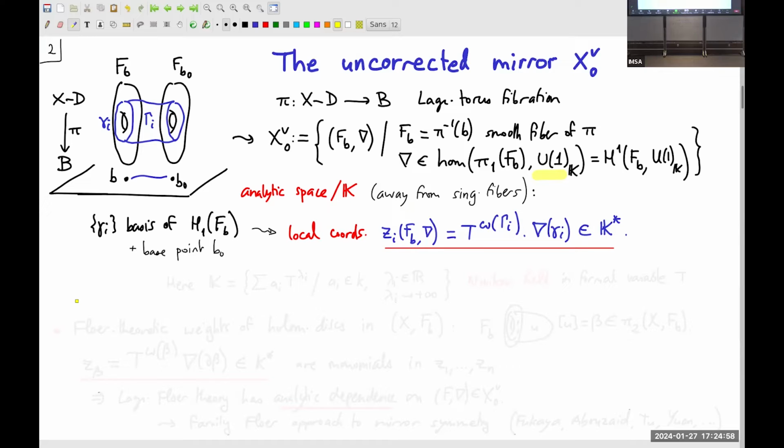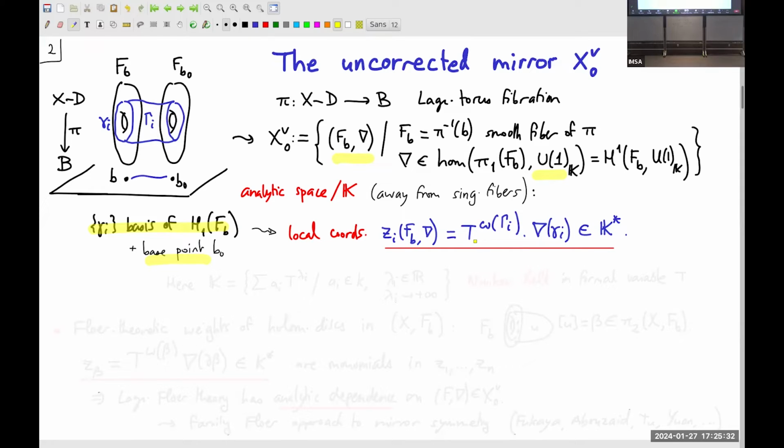And the simplest way to explain how a space is analytic is to just give a bunch of local coordinates that will define the analytic structure. In this case, it will be manifest how they change. So to pick local coordinates, I'm going to pick first a basis of the homology of a fiber, gamma_i, and locally a base point, b_0. And then I will define a local coordinate, z_i, at a point F_b.